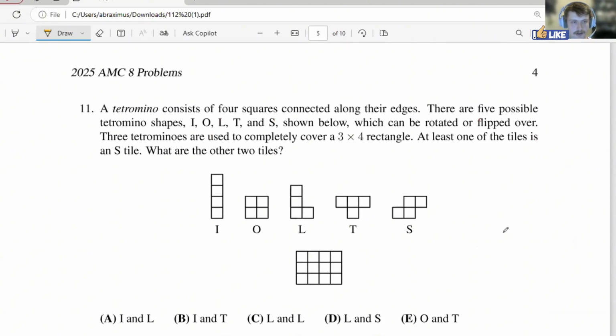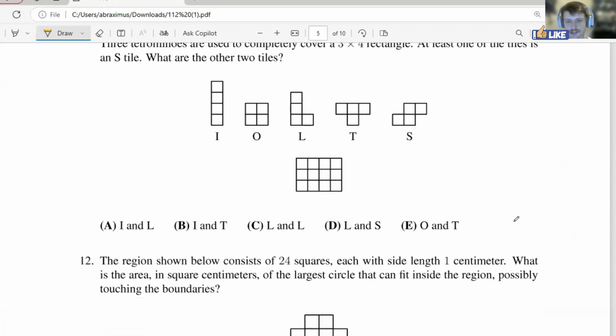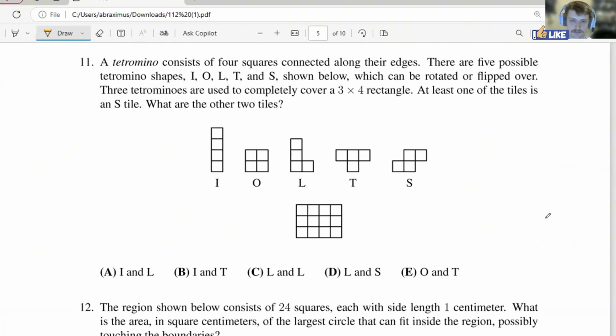A tetromino consists of 4 squares connected along their edges. There are 5 possible tetromino shapes, I, O, L, T, and S, shown below, which can be rotated or flipped over. 3 tetrominos are used to completely cover a 3 by 4 rectangle. At least one of the tiles is an S tile. What are the other 2 tiles? Okay, so, well, how many ways can we cover the square?